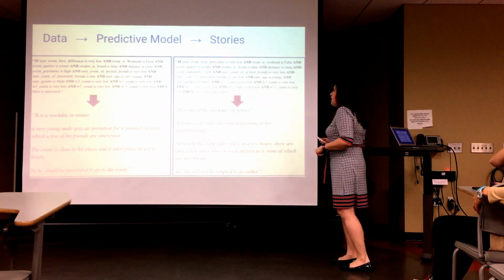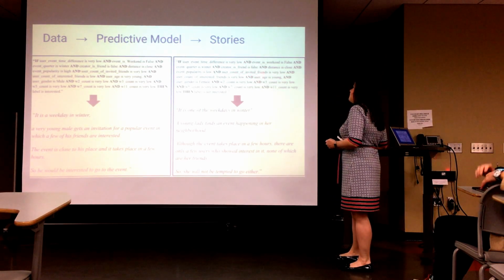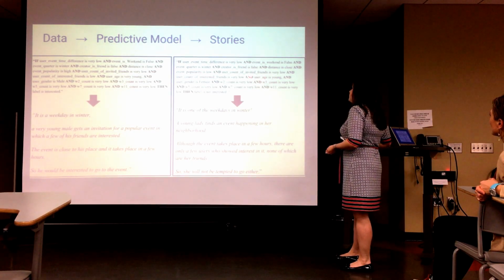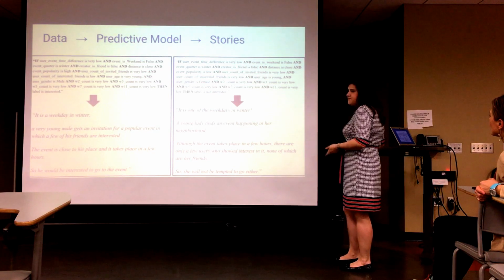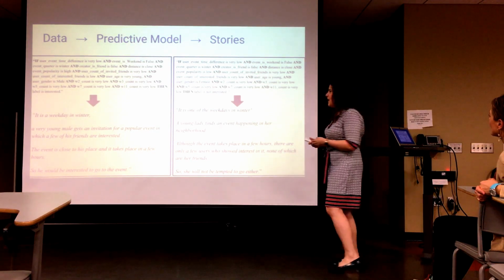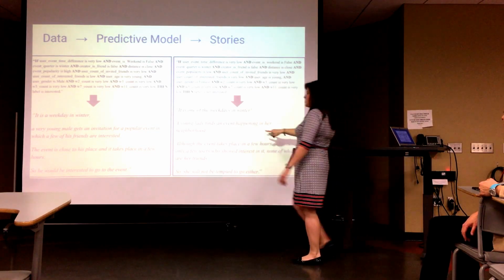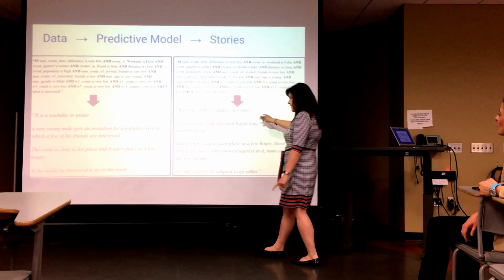And here is another example. For this one, the time difference is low, the count of invited friends is very low, the user age is young, gender is female, and then the label is not interested. And here's another story. It is one of the big days in winter. So here we mentioned two features: it's a big day and it's in winter.